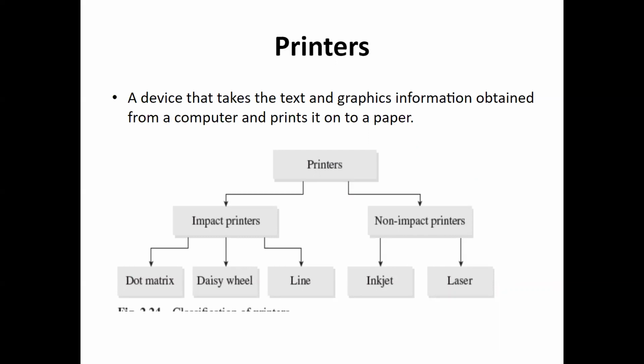So basically, what is a printer? A printer produces the hard copy of the processed data. It enables the user to print images, text, or any other information onto paper. Now, based on the printing mechanism, printers are classified into two categories: impact printers and non-impact printers. Further, impact printers are classified into three categories: dot matrix, daisy wheel, and line. And the non-impact printers into two categories, that is inkjet and laser, right?